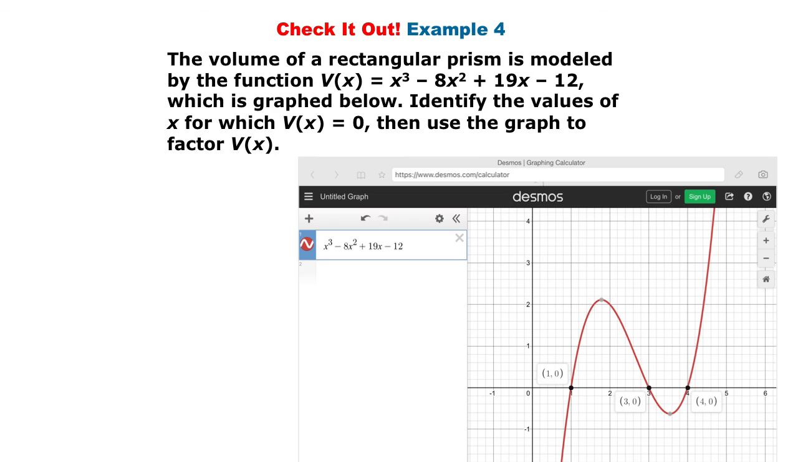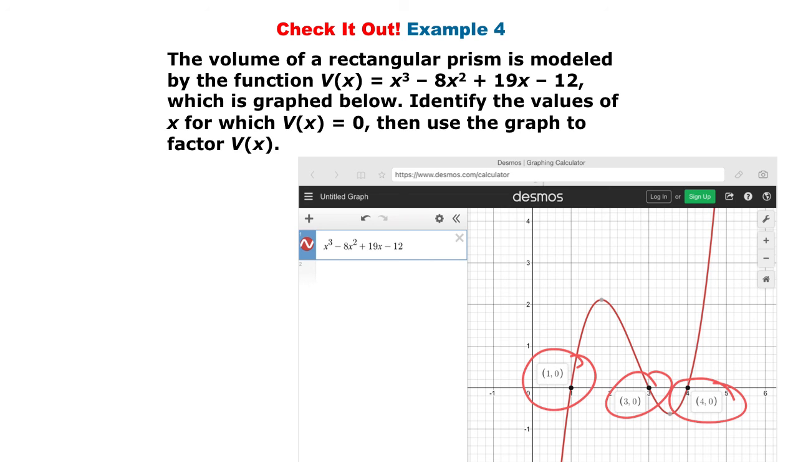The last thing we want to do here is make the connection between what we see on a graph and the factors of a polynomial. So we graphed this function right here, and we can see the zeros labeled right there. And so we know there's a 0 at x equals 1, at x equals 3, and at x equals 4. So we're going to use that to factor this polynomial.